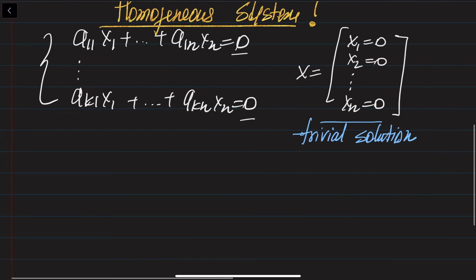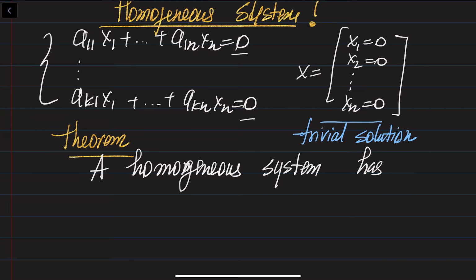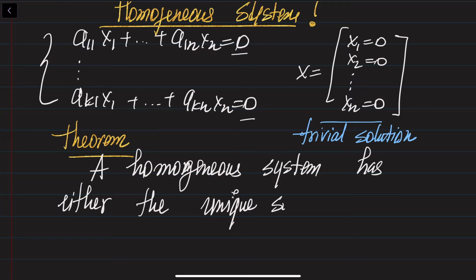So this is an important theorem which we're going to state and try to prove. Theorem about the number of solutions of the homogeneous system of linear equations. Any homogeneous system has either the unique solution, and we know what the solution is, right? So the solution is actually the trivial solution.